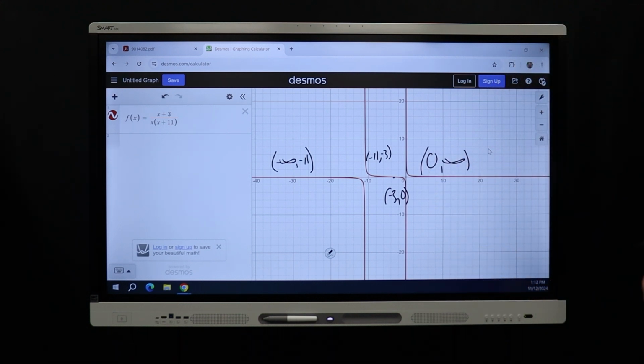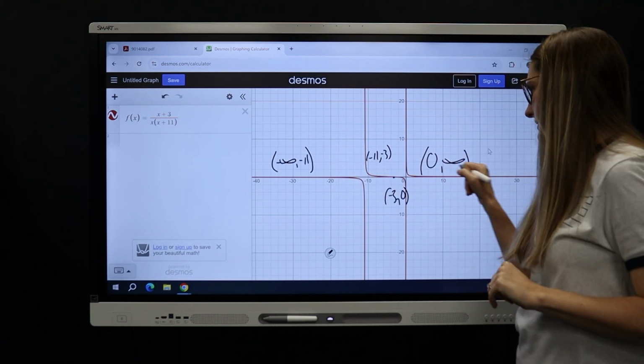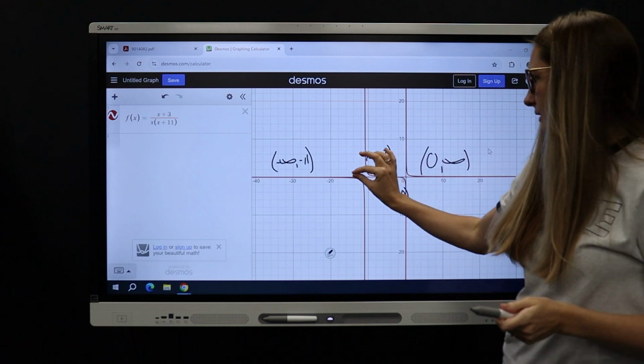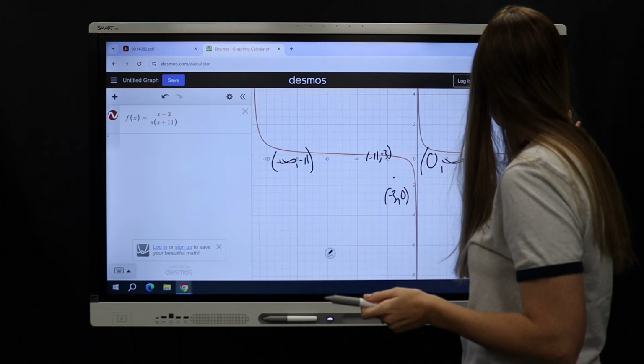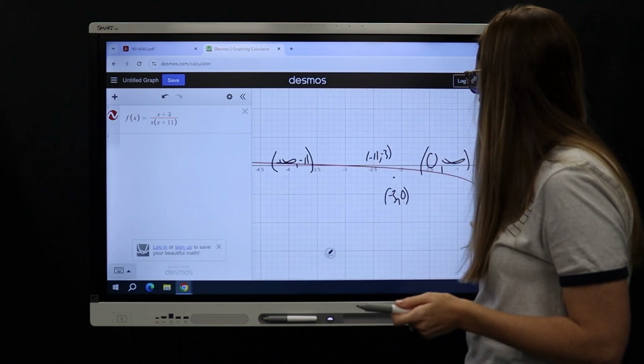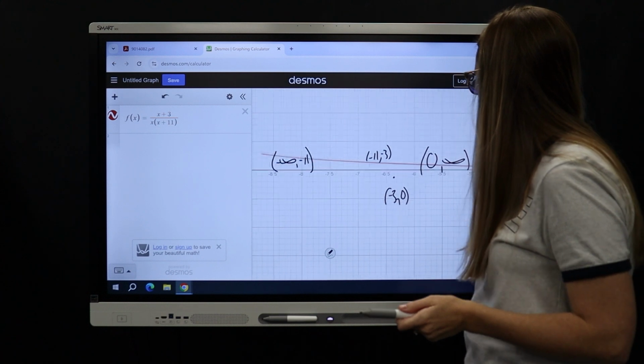And what they're asking on this is, is that interval above or below the x-axis? So I know it looks like these are, can I zoom in? That's at negative 3.